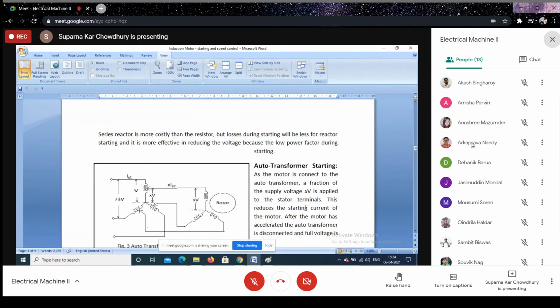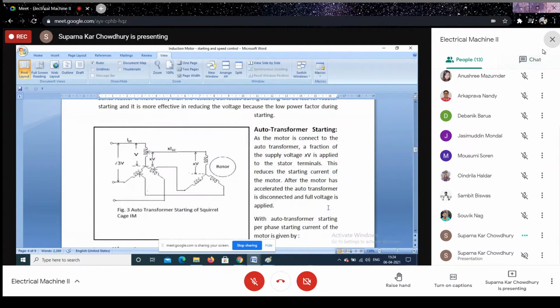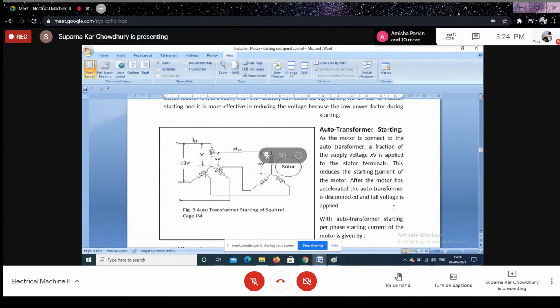Now, very widely used for the induction motor for starting is the auto transformer starting. Here in this figure you can see that this is an auto transformer, three-phase auto transformer star connected, and the motor stator is also star connected.